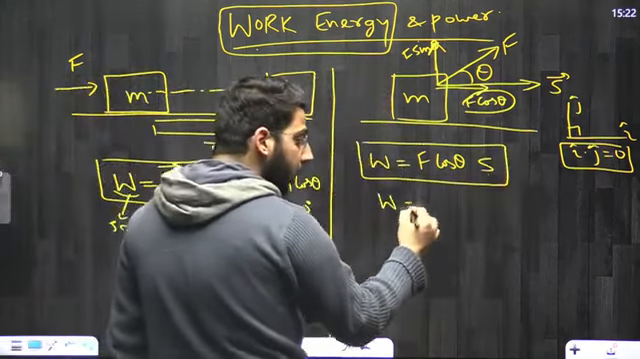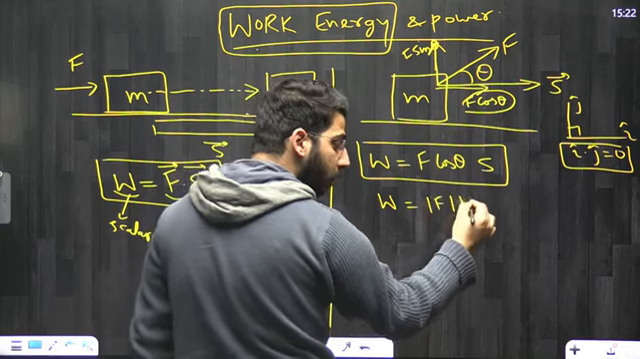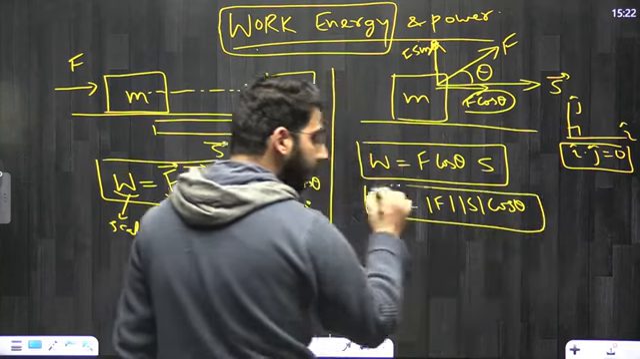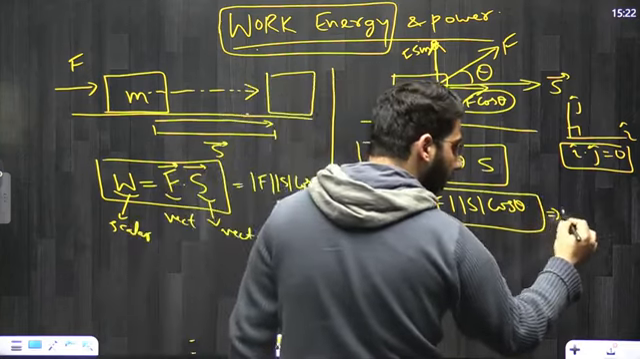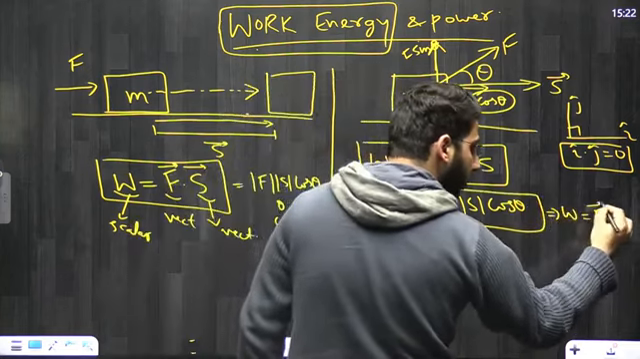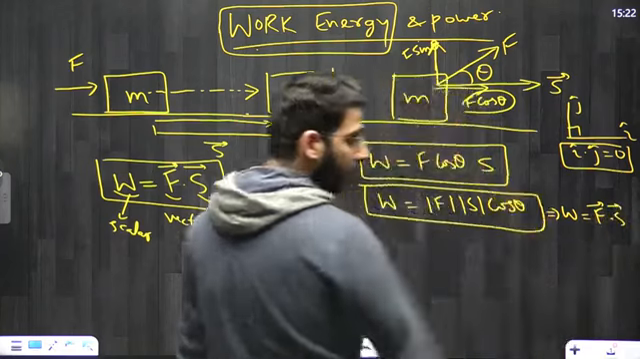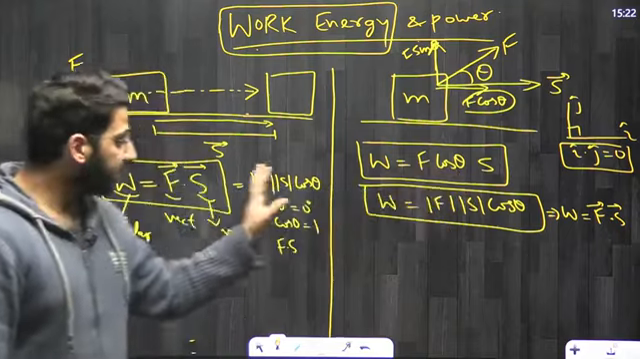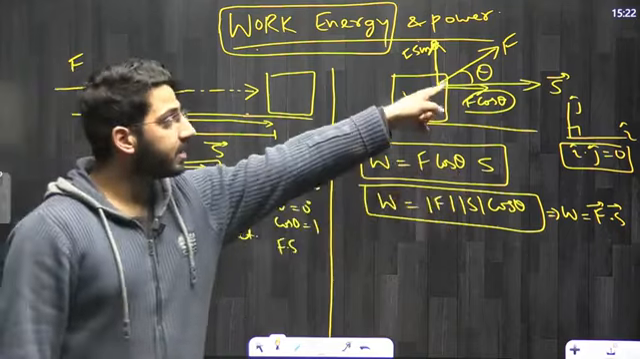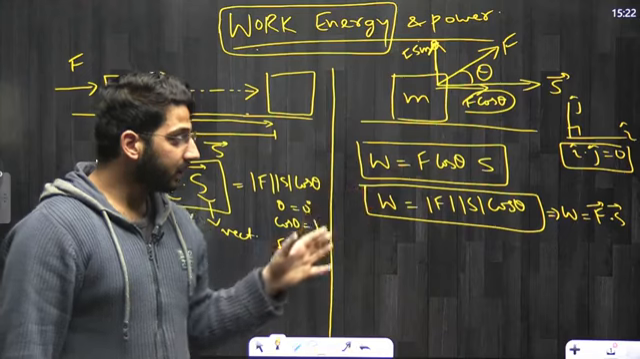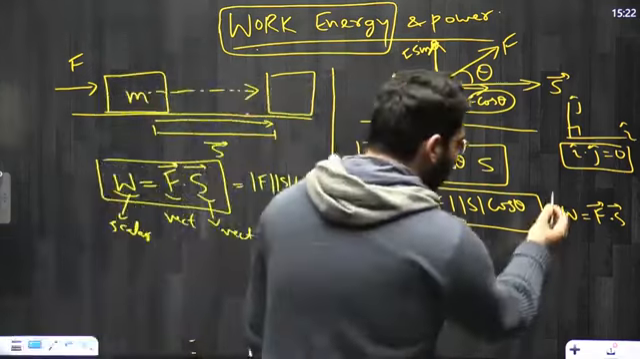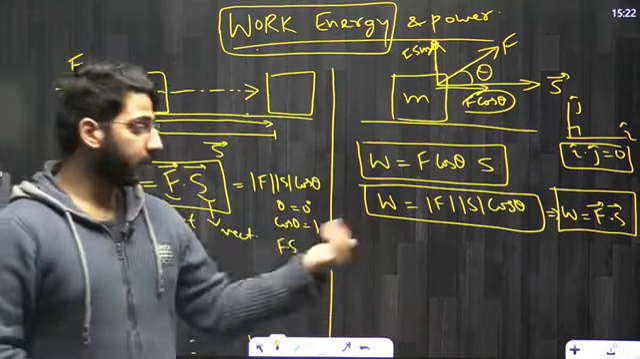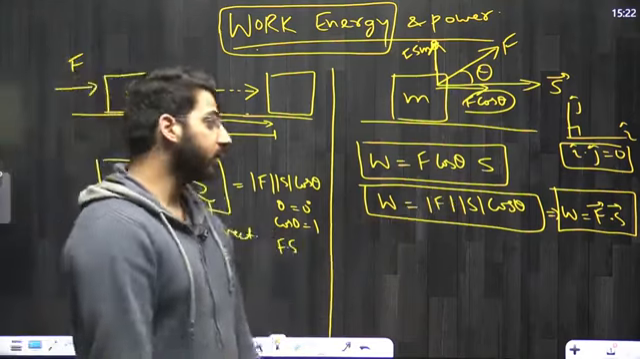So what is work? Mod F mod S cos of theta. And clearly you know that in the vector form this can be written as work is equal to force dot displacement. Okay, so this is the more generalized case, and the earlier one is the special case of this generalized case when theta is 0. So in both cases you can clearly see that the work is done when the displacement is caused under the influence of the force.